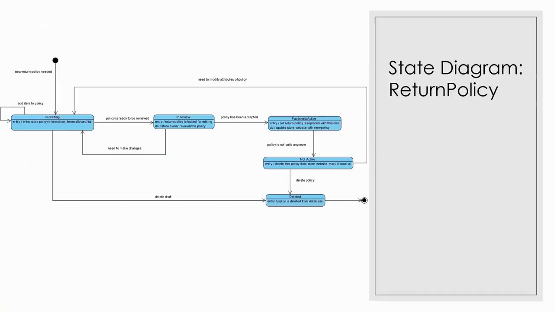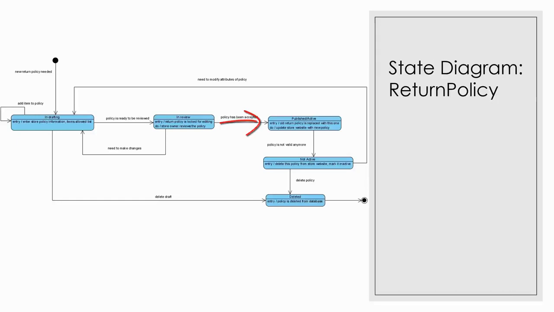For the state diagram, I'm representing here the return policy object. Again, the initial state is in drafting or edit mode because it allows for items to be added to the policy. It will then move to a review state in which you cannot edit it anymore and is just waiting to be approved. There, objects can be returned to an edit mode or be accepted into a publish or active state, which means that this is the policy to be used to evaluate returns.